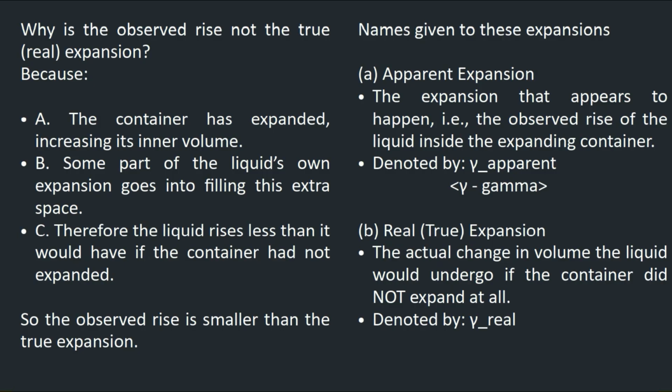And so we have apparent and real expansion, two different things. Apparent is what we get to see, real is what actually happens. The apparent expansion is the observed rise of the liquid inside the expanding container. The real expansion is the actual change in volume the liquid would undergo if the container did not expand at all. Right? This is real and this is apparent. So gamma apparent, gamma real.